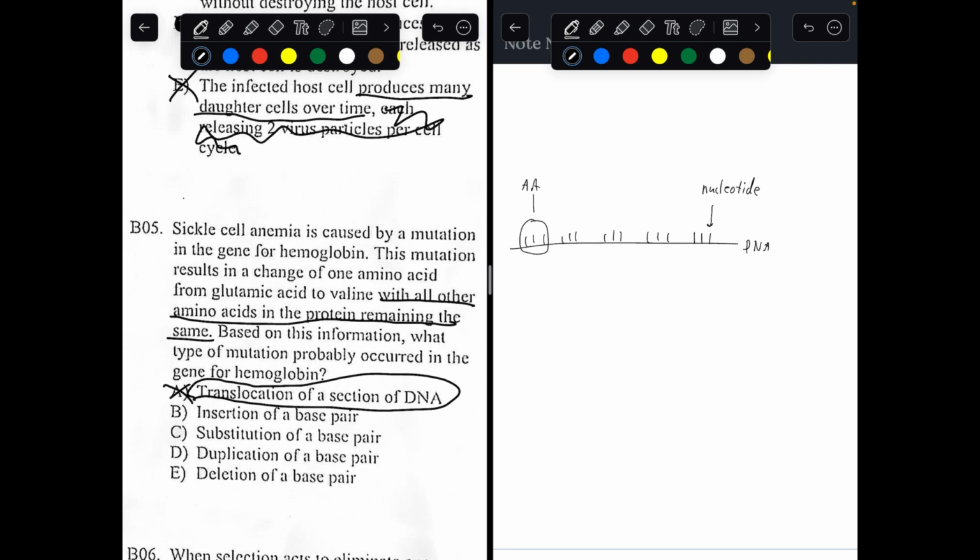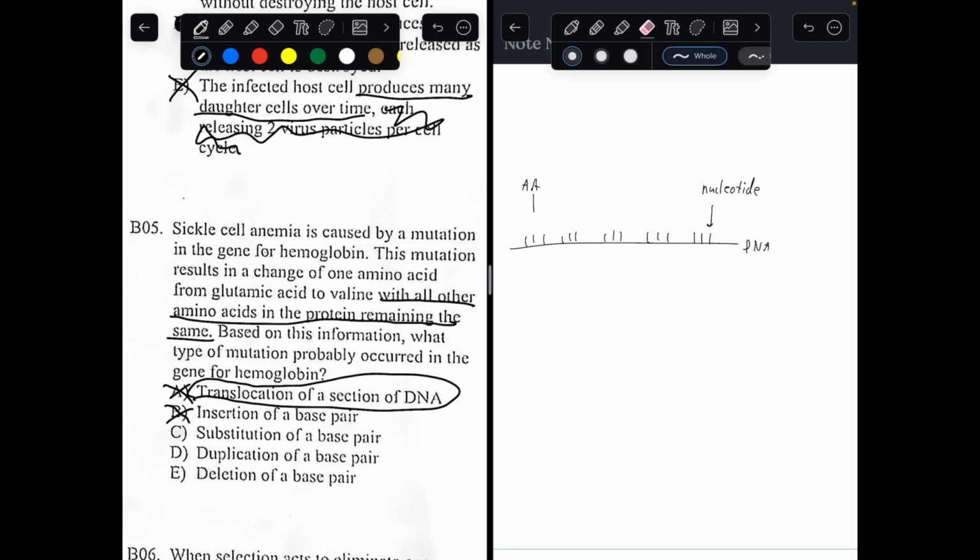Insertion of a base pair. Let's visualize it for a second. If we insert a base, let's just say we inserted this one. That means these 3 are going to be a new codon, these 3 are going to be a new codon, and these 3 are going to be a new codon. And you see how much it changes because of that insertion. Every amino acid is being changed. This one's a new one, this one's a new one, this one's a new one. Everything after the insertion is being changed. So B is not right.